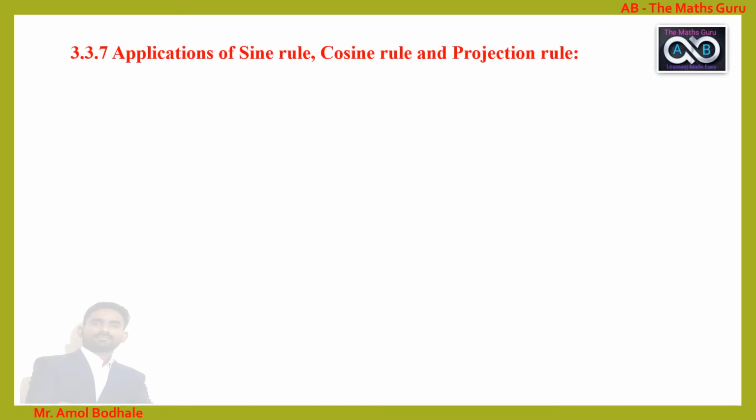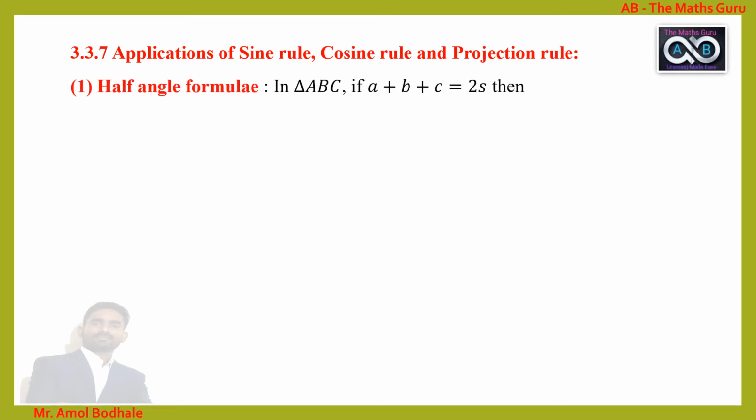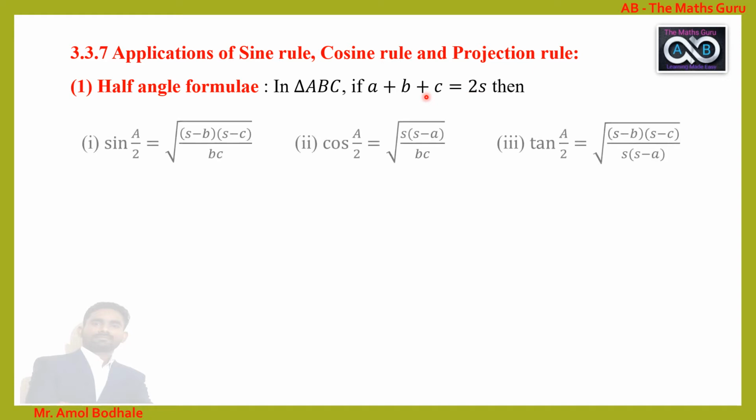Let's see the next topic, that is application of sine rule, cosine rule and projection rule. That is the first unit, half angle formulae. Let us see the concept of half angle formulae. In triangle ABC, small a, small b and small c are sides of the triangle. Therefore a plus b plus c is 2 times s, that is 2 times the semi-perimeter. Then sine of A by 2 equals the square root of (s minus b) into (s minus c) upon b into c.